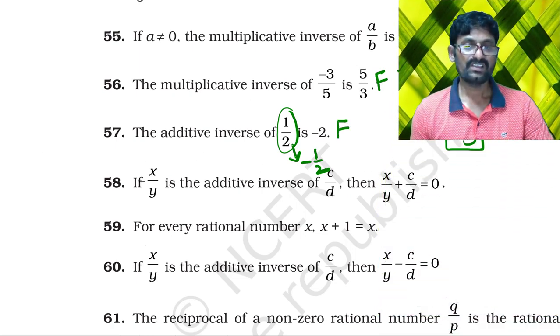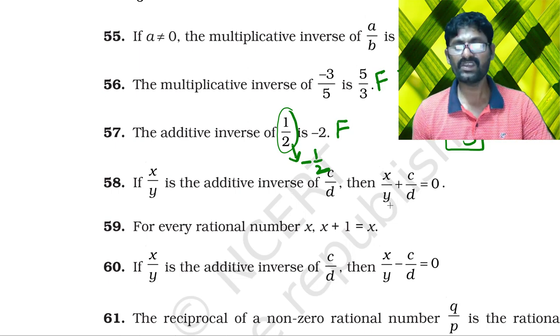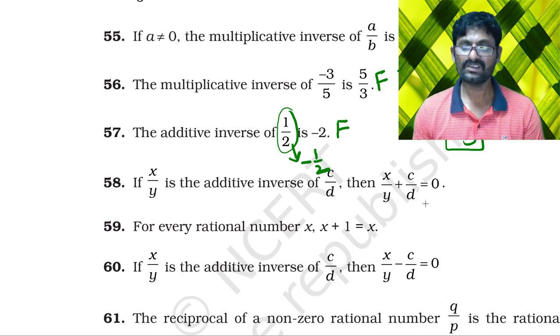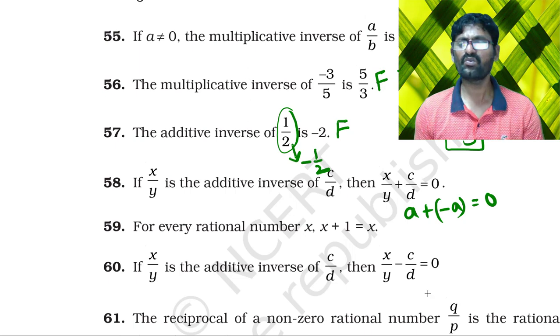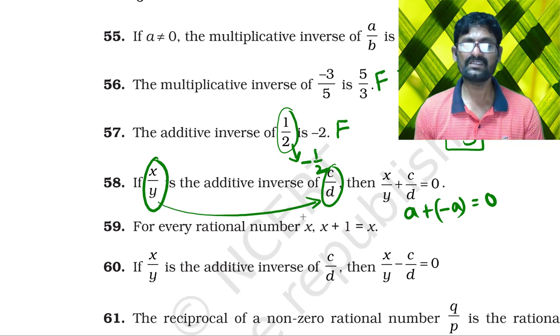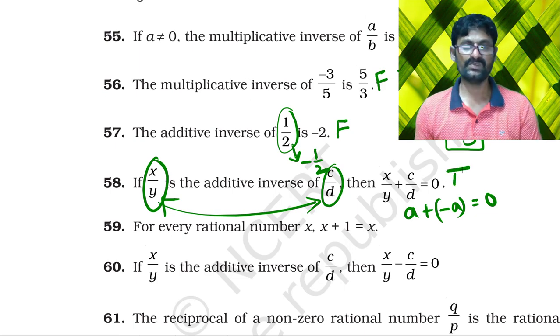Next one. If x by y is the additive inverse of c by d, then x by y plus c by d equals 0. Yes, that is correct. Why? Because suppose if we take a and the additive inverse of a is negative a, if we add these two, what will we get? This is equal to 0 we will get. So here also x by y is the additive inverse of c by d. That means if we add these two, surely we will get 0. So x by y plus c by d equals 0. This is the true statement.